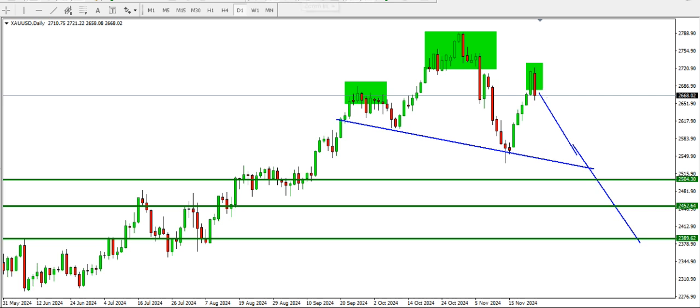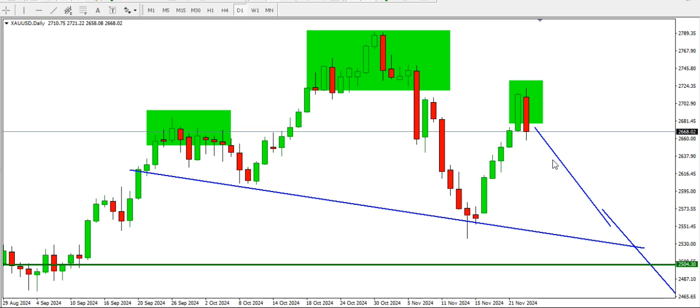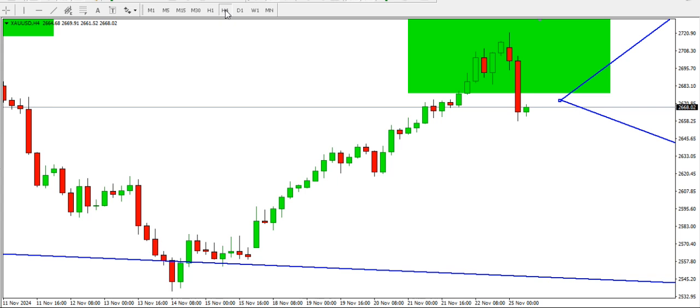But if it does not form the right shoulder and price pushes up, then we might see price break this all-time high and price might continue upwards. But only time can tell whichever direction price is going to go.